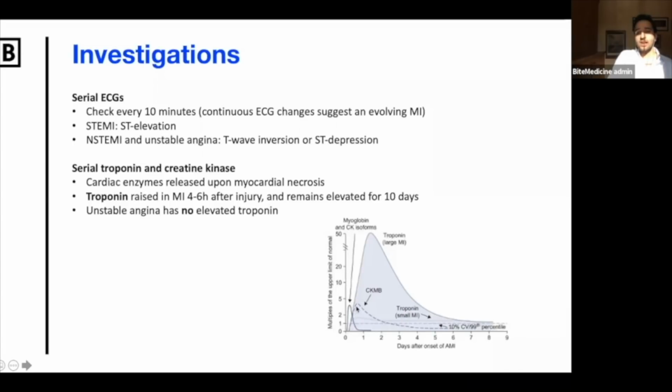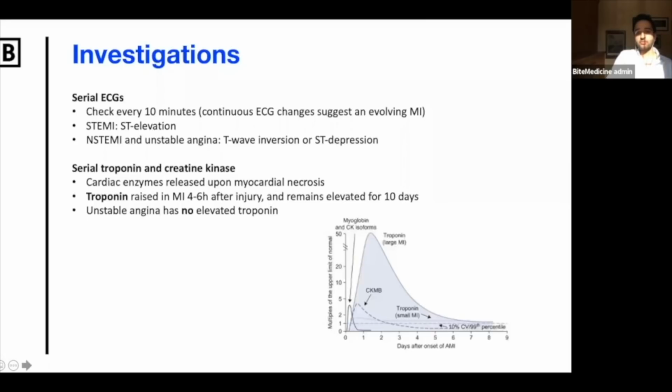Then we have CK, so creatine kinase MB, which is a specific isoform of creatine kinase. This is relatively specific to heart muscle, but other isoforms are often raised in conditions such as rhabdomyolysis. This rises a little bit later, kind of 10 to 24 hours. And then finally, troponin is the one that rises normally around, say, 12 hours and can stay risen for around 10 to 12 days.